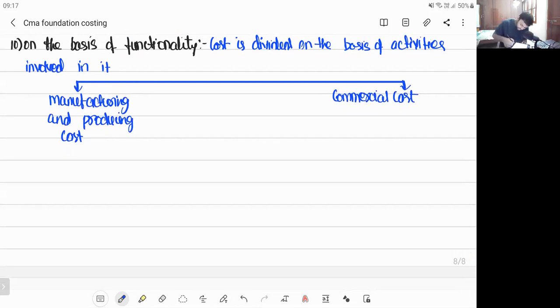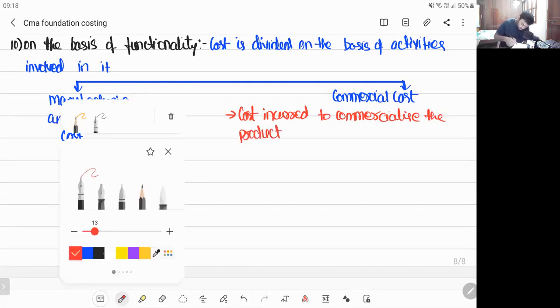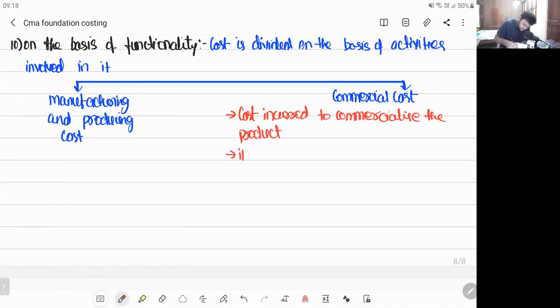Now, what is commercial cost? Cost incurred to commercialize. Commercialize means you are supposed to sell your product, right? How will you sell your product? Here you have a business, undertaking cost will be incurred, selling cost will be incurred, administration cost will be incurred, distribution cost will be incurred. These are all called commercial cost. The cost incurred to commercialize the product is called commercial cost. It includes all costs other than manufacturing and production cost.